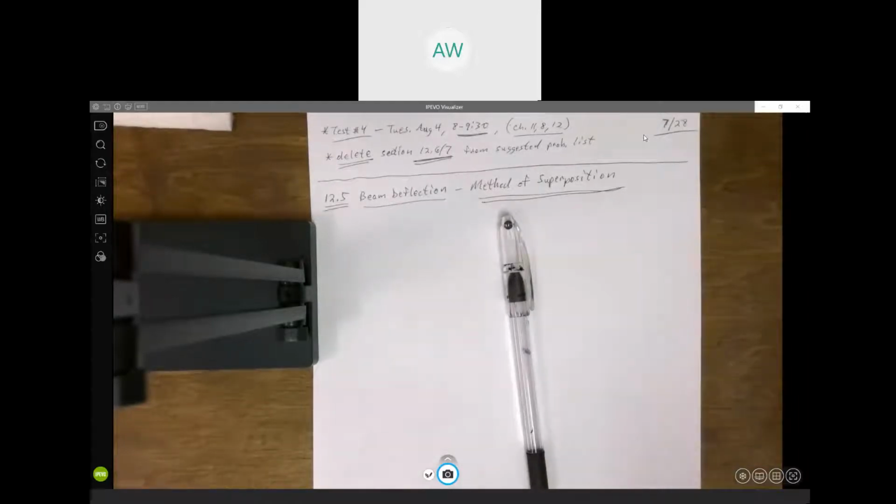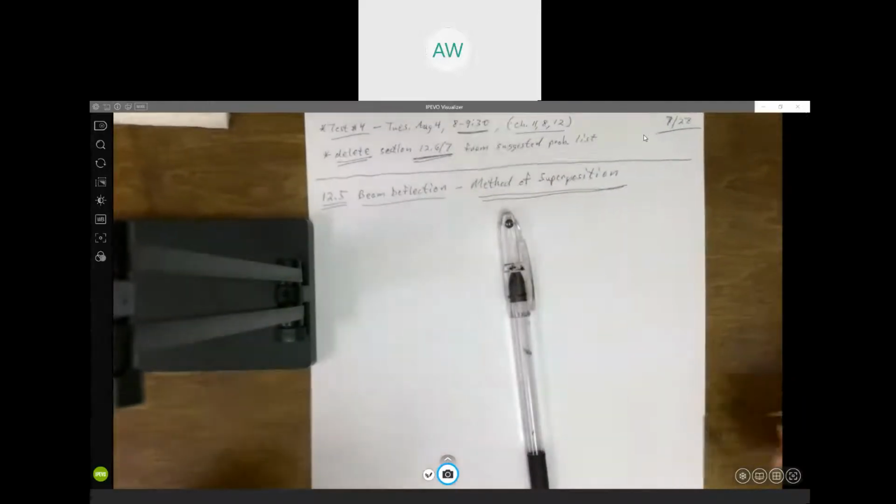All right, so our last topic that you are responsible for is solving for beam deflections using the method of superposition. This is in section 12.5 in your book, and that's what we're going to talk about today. I think you'll find solving using this method is better than the double integration method. So with that, let's get started.